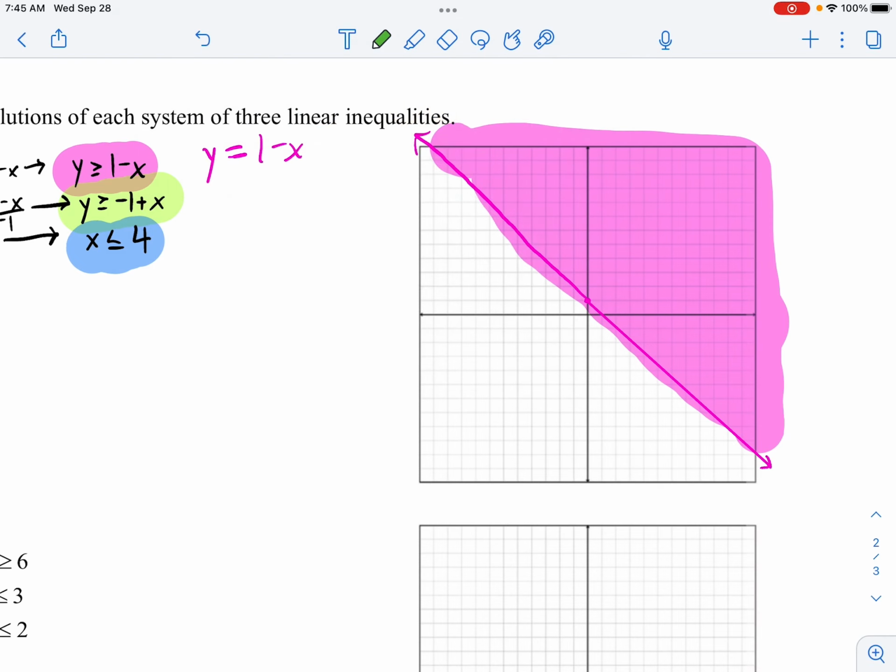I'm going to graph my green inequality just as if it were the line y equals negative 1 plus x. Right here, I'm going to use a solid line. So my intercept is negative 1. Slope is 1. These are perpendicular. These slopes are opposite and reciprocal. All right, so this green line is the line where y equals negative 1 plus x. I want to shade all the y's that are greater than or equal to negative 1 plus x, so greater than this line. I'm going to shade above the green line.